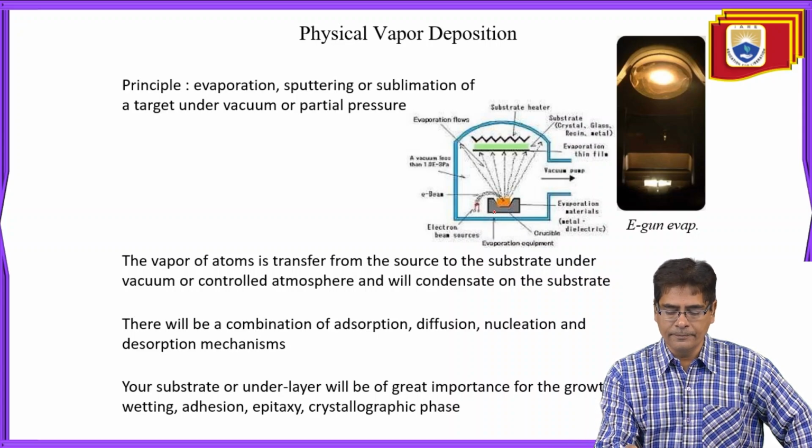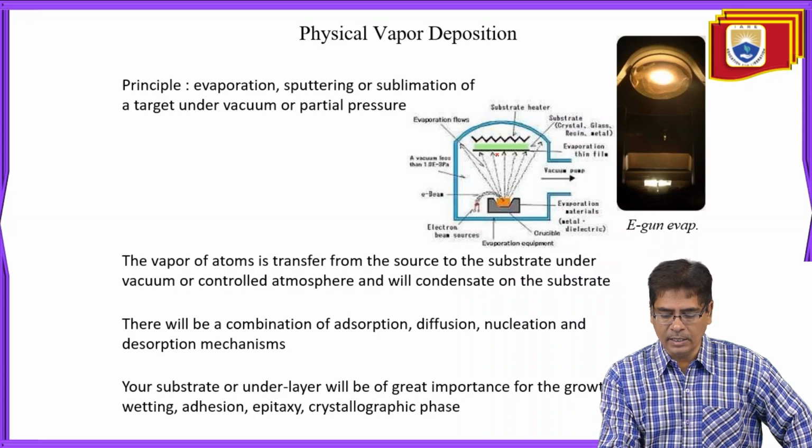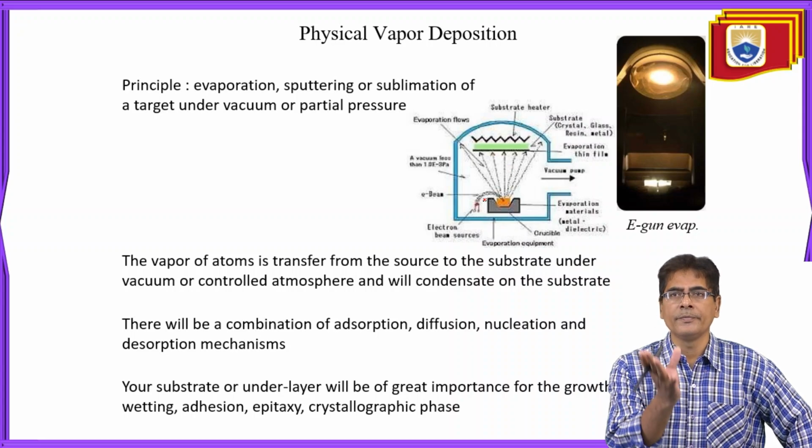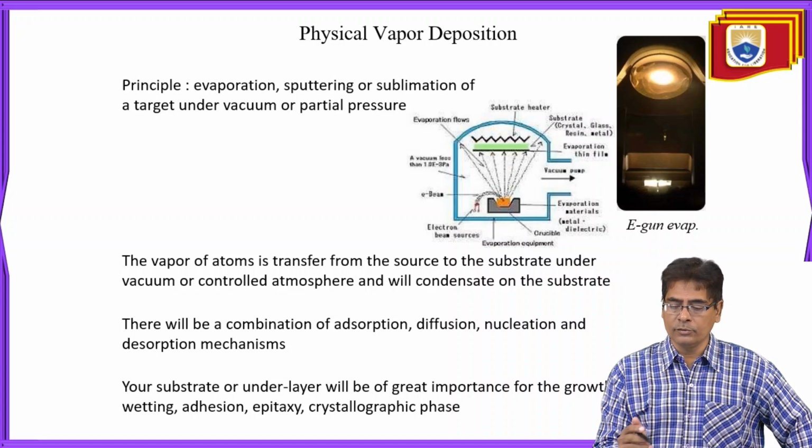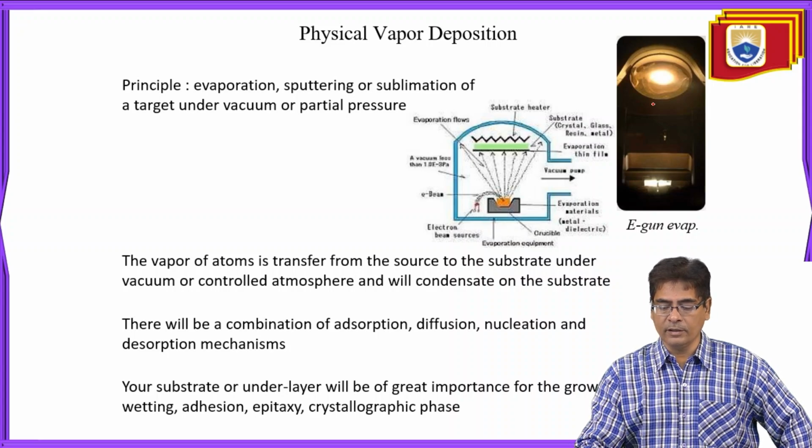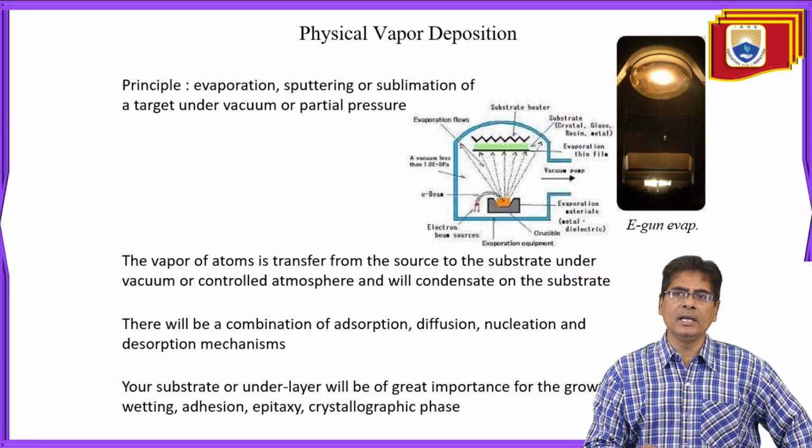So this is your electron beam source, and this is your target, right? Electrons will try to evaporate the target material. And here some plasma is generated in the case of sputtering. So that is e-beam evaporation, right?